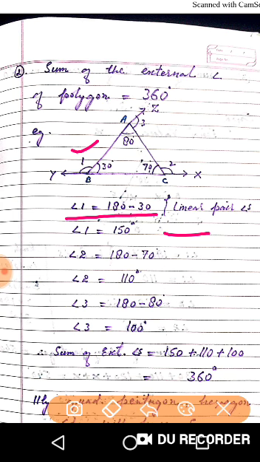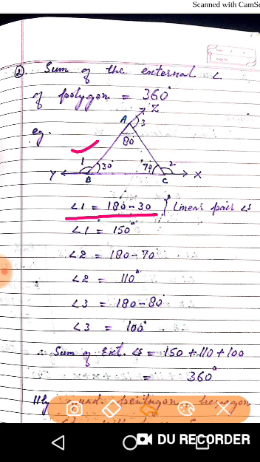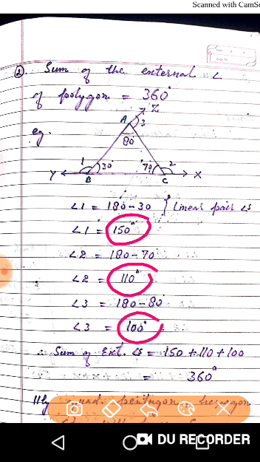Similarly, angle 2 plus 70 is again 180, linear pair. So angle 2 will be 180 minus 70, which is 110. Similarly, you will find angle 3, which is equal to 100. Now, when you add all these external angles, such as 150 degree and 110 degree and 100, that is angles 1, 2 and 3, they will come out equal to 360.